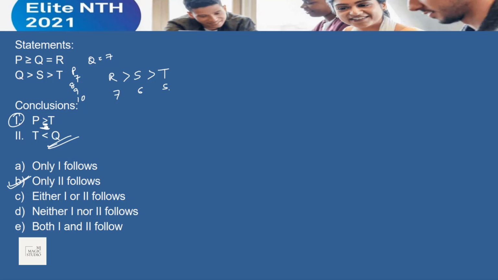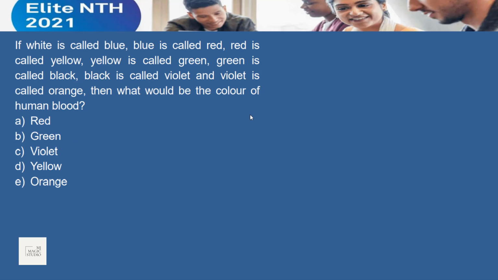If white is called blue, blue is called red, red is called yellow, yellow is called green, green is called black, black is called violet, and violet is called orange, then what would be the color of human blood? Human blood color is red, sir. But red is called yellow. So please mark yellow, option D.